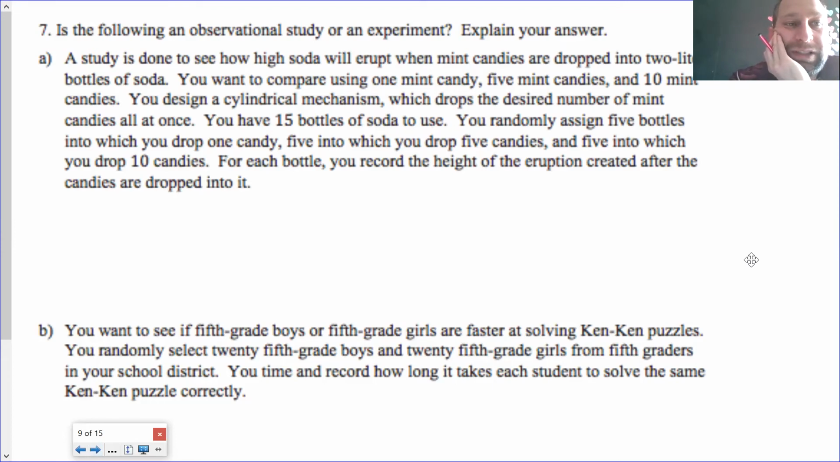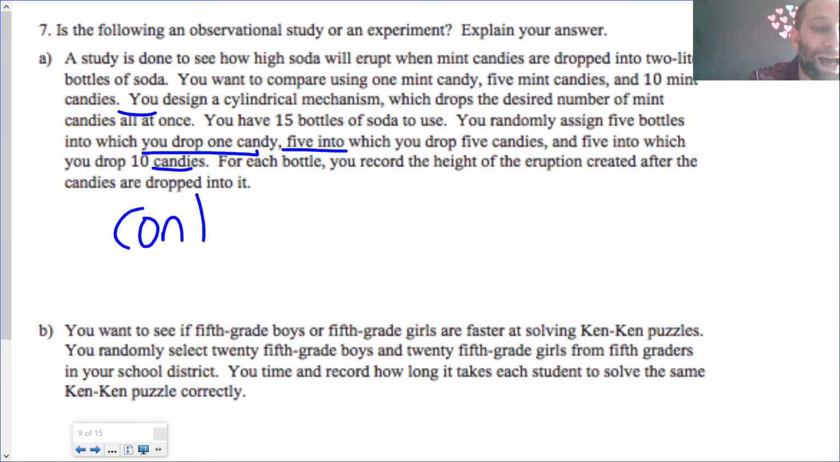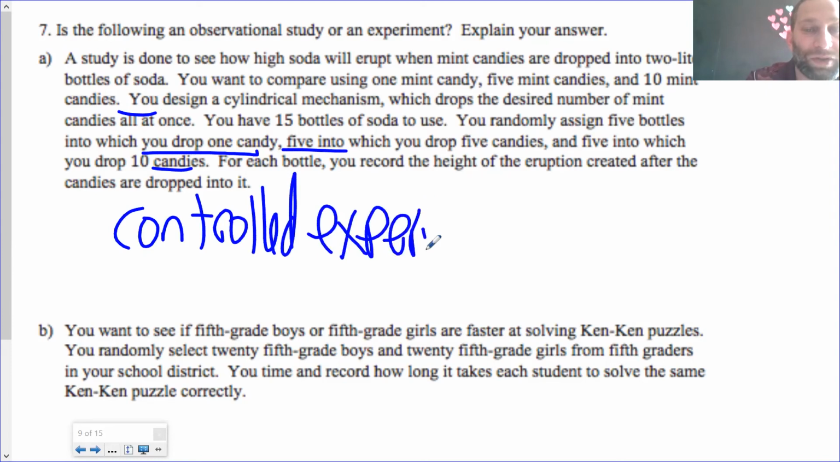All right, now that you tried number 7 on your own, is the following an observational study or an experiment? A study is done to see how high soda will erupt when mint candies are dropped into 2-liter bottles of soda. You want to compare using 1 mint candy, 5 mint candies, and 10 mint candies. You design a cylindrical mechanism which drops the desired number of mint candies at once. You have 15 bottles of soda. You randomly assign 5 bottles into which you drop 1 candy, 5, 10. You're dropping the candies. You are actually doing something to affect the outcome. That's a controlled experiment.